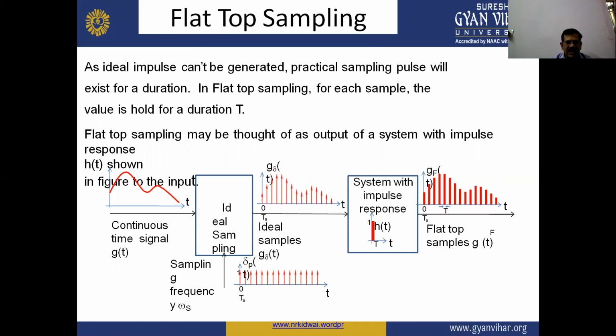So we apply the ideal sampling network to a continuous time signal, and this signal is converted into ideal samples in discrete form. That is g-delta(t), and this signal is again applied to the system with impulse response. After the system with impulse response, the output will be the flat top sample, that is the g(t) flat top signal. So this is the flat top sampling technique conversion.